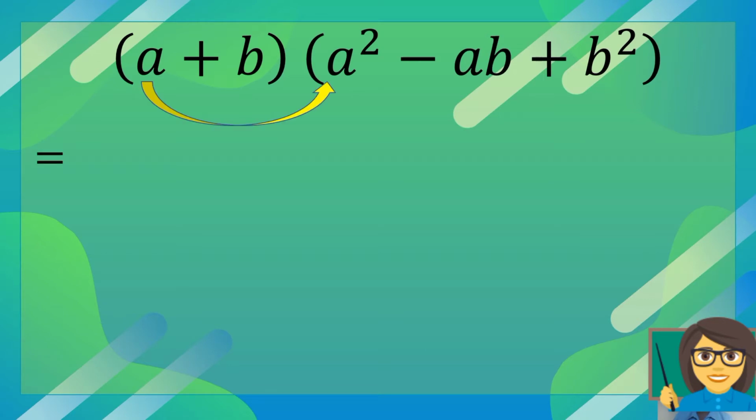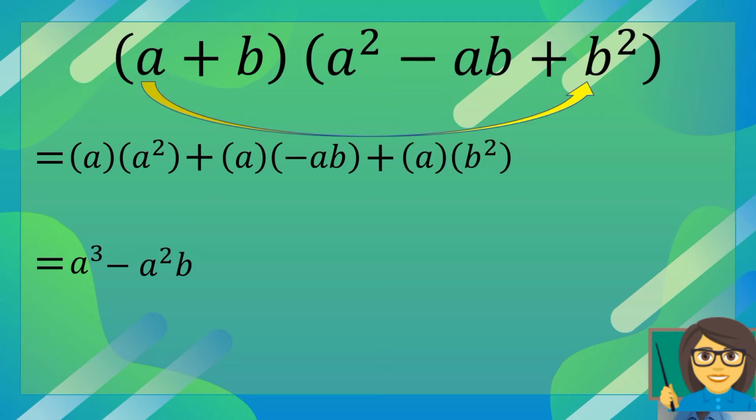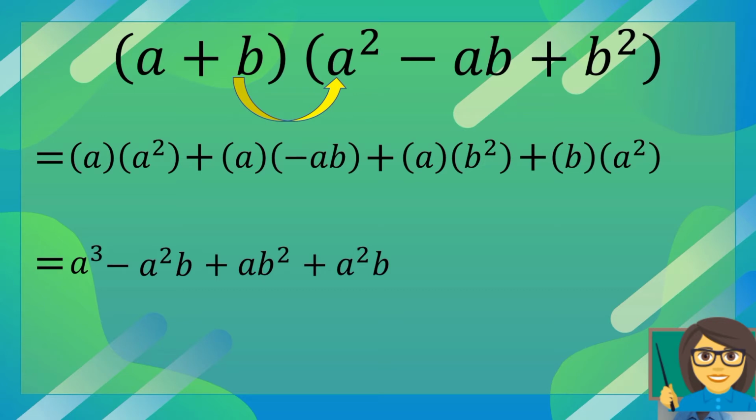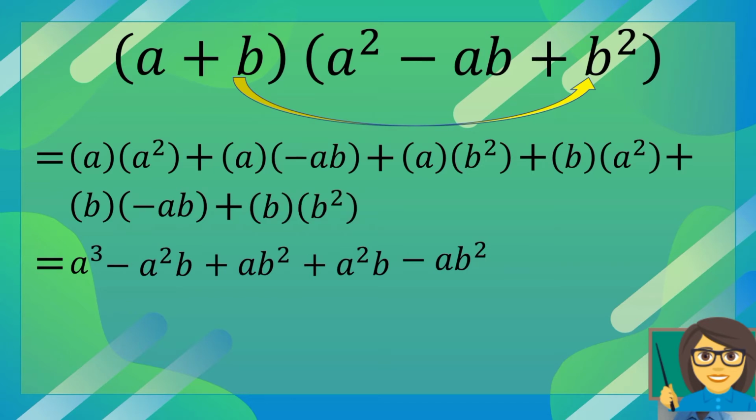A times a squared is equal to a cubed, plus a times negative ab is equal to negative a squared b, plus a times b squared is equal to positive ab squared, plus b times a squared is equal to positive a squared b, plus b times negative ab is equal to negative ab squared, plus b times b squared is equal to positive b cubed.